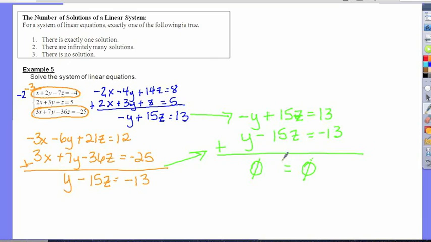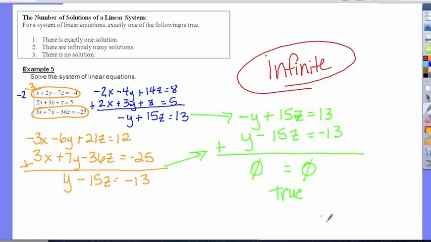So everything cancels. So we have 0 equals 0. This is a true statement. Everything cancels out, so this is an infinite number of solutions. That one is infinite.